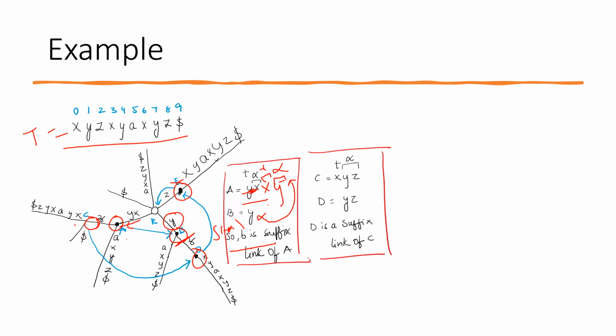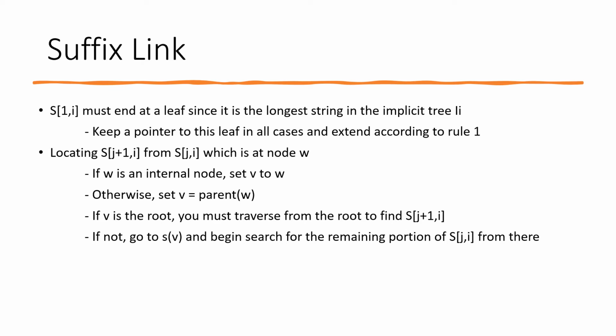Similarly, let's take another example. For c we have xyz, and we have d with yz. Here t is simply the first character, and alpha is yz, so we have alpha for d as yz. So d is the suffix link of c. This is how we create suffix links between the internal nodes. These are some formal information representing this.